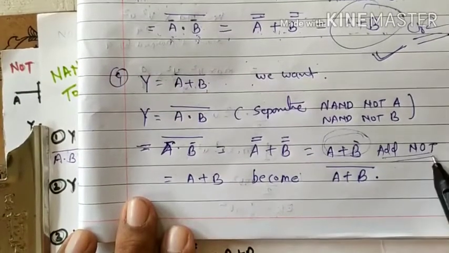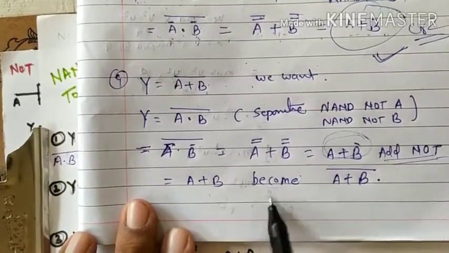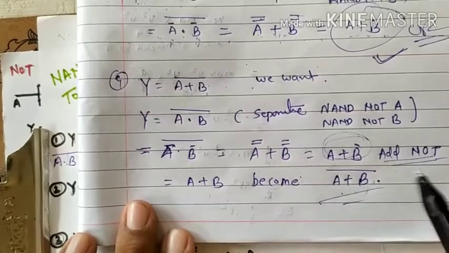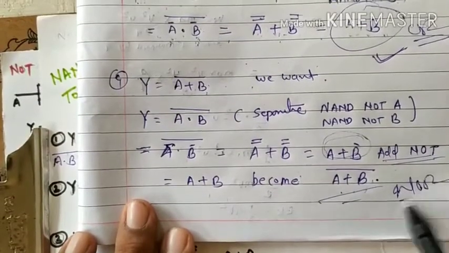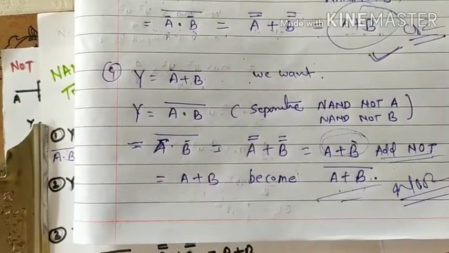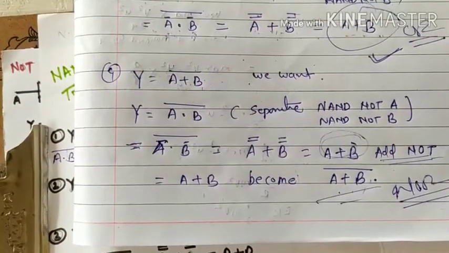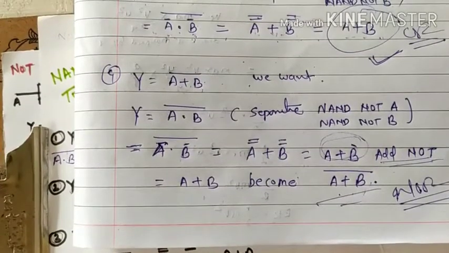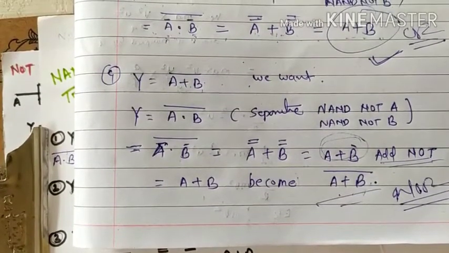So just add one NOT gate. So it will become (A plus B) bar. It is nothing but the NOR gate. Simple NOR gate. So in this way you have to convert your NAND gate into NOT gate, AND gate, OR gate, NOR gate. Thank you.